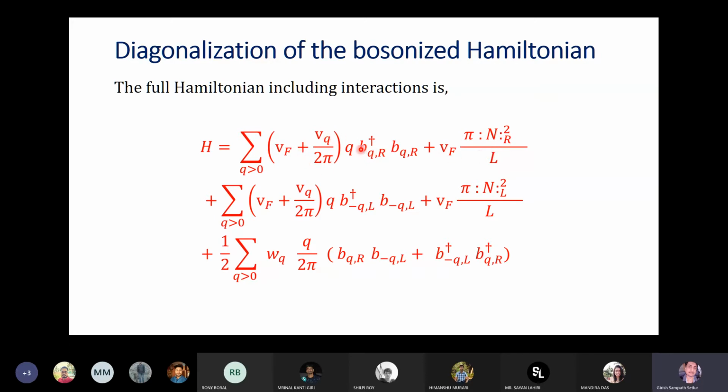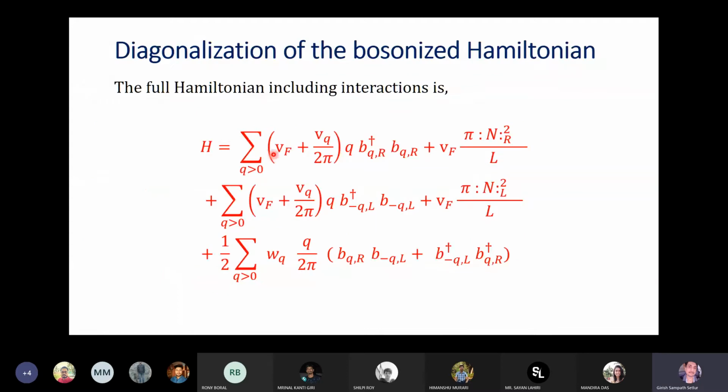And then when you have interactions, in the bosonized form, the Fermi velocity gets shifted. Basically, it acquires certain modifications as a result of the interactions. So you can have interactions where we purposely write it differently. If you take the interaction term very literally, then VQ and WQ are the same. But this method allows for it to be different if you wish. Okay.